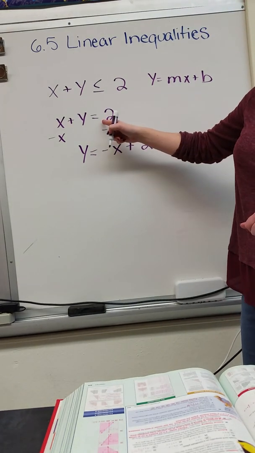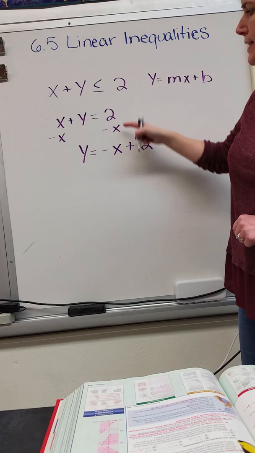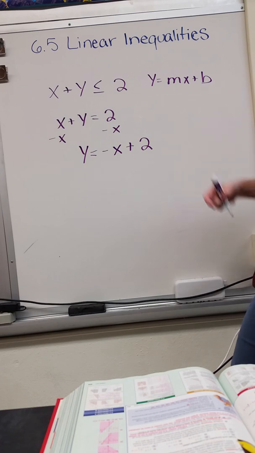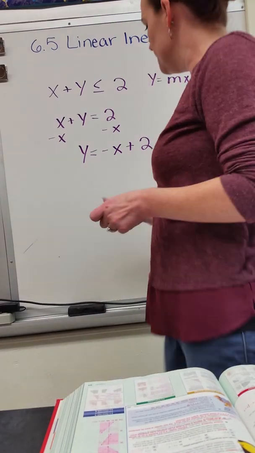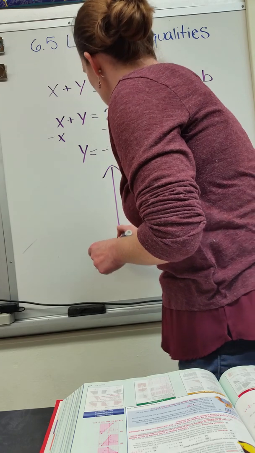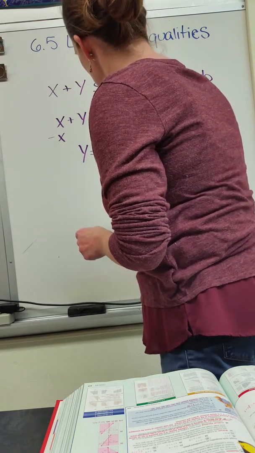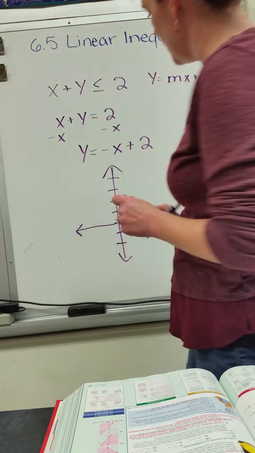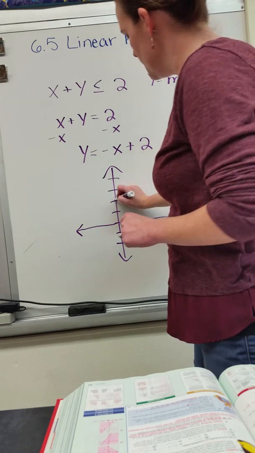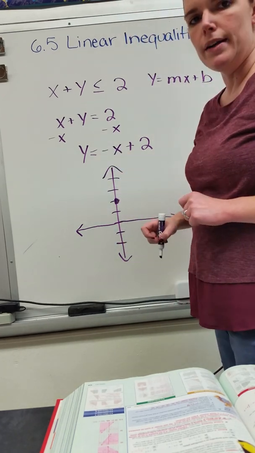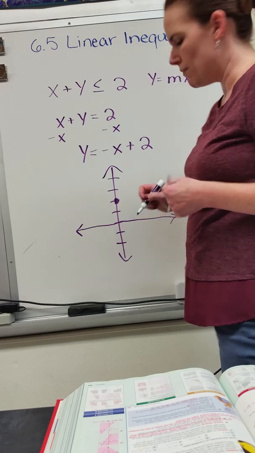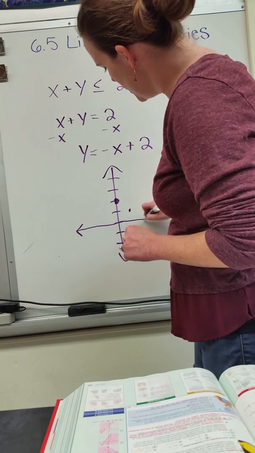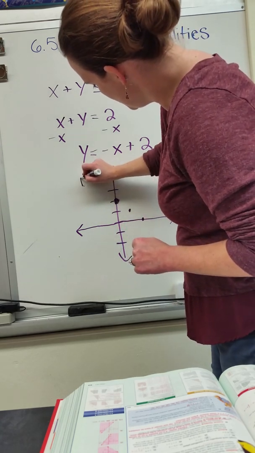And I just put the x in front because it doesn't matter if you have 2 minus x or negative x plus 2. I like it to look exactly like this. So now I'm going to graph my line. Okay, so I have plus 2, and my slope is negative 1. When there's just a negative x, that means the slope is negative 1. So I'm going down 1 over 1, down 1 over 1. So my line looks something like this.